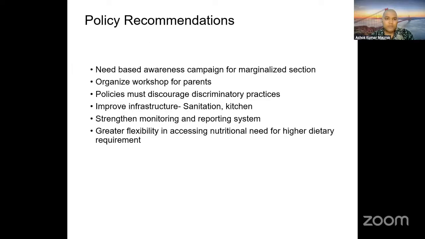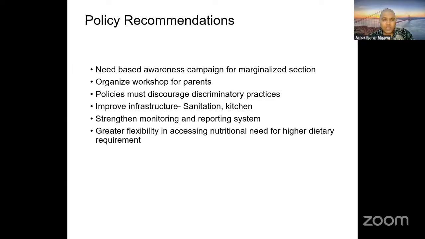My policy recommendation was that an awareness campaign must be run so that the migrant community and parents become more aware. We can organize a workshop. There is already a policy in place to discourage discrimination, but still there must be an SOP, a mechanism so that we can discourage such behavior early. Another is to improve infrastructure. Improving infrastructure is very important. In UP, we can go there. The buildings are good, they look good from outside, they make very good pictures. But the kitchen and these facilities are really not up to the mark.